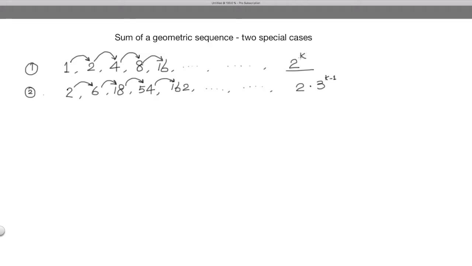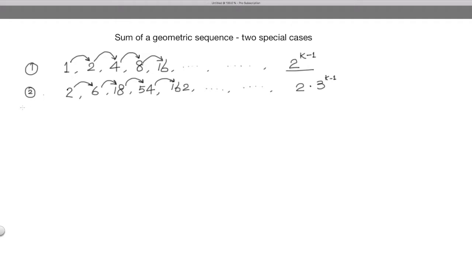Actually, to be exact, for the first sequence, if k is the index of the term, the form is 2 to the power k minus 1. Because when k equals 1, the value is 2 to the power 0 equals 1. Okay, so such a sequence is very easy.